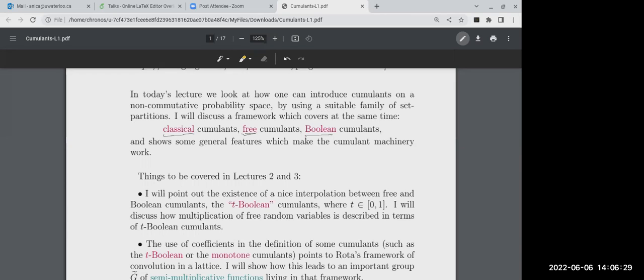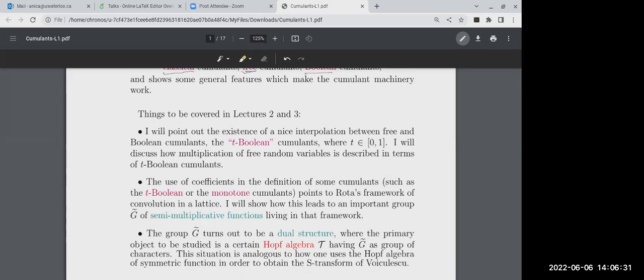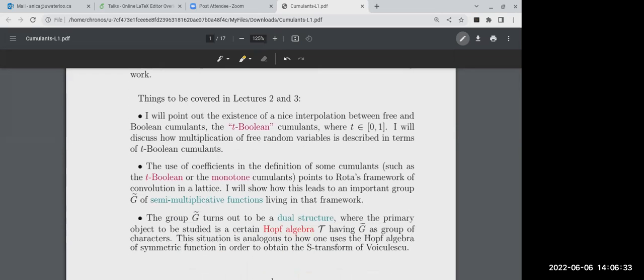these three examples will be my main examples of cumulants. Lecture one is really basic stuff about cumulants, and I believe many of the people either in the room or online know this already, but I try to take a bit of a different point of view so that it's not completely uninteresting.